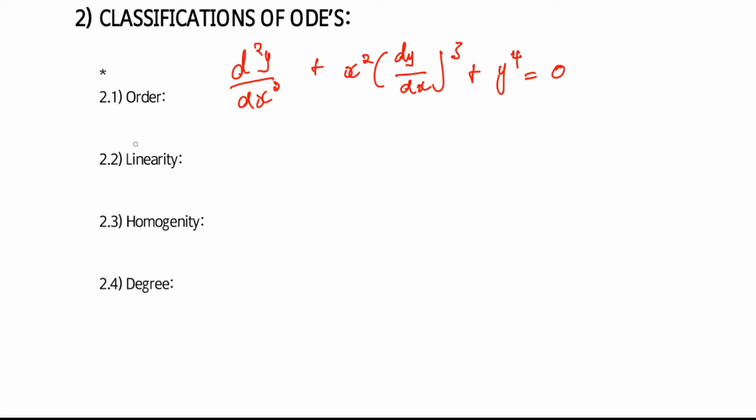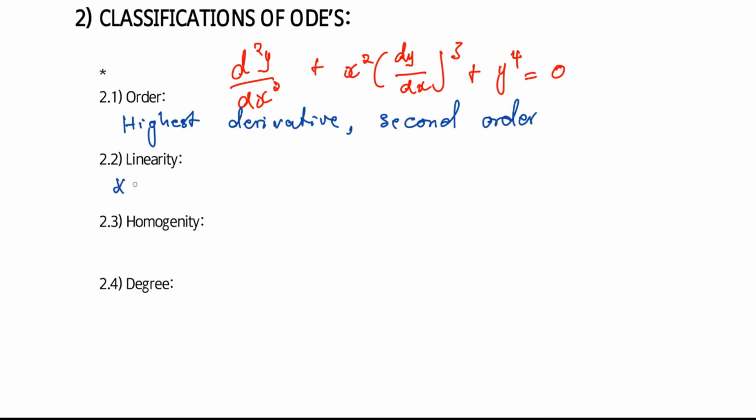Order is the highest derivative. The highest derivative here is 2, the second derivative. So since that's the highest derivative, we are going to say this is a second order differential equation. And then we go to linearity.